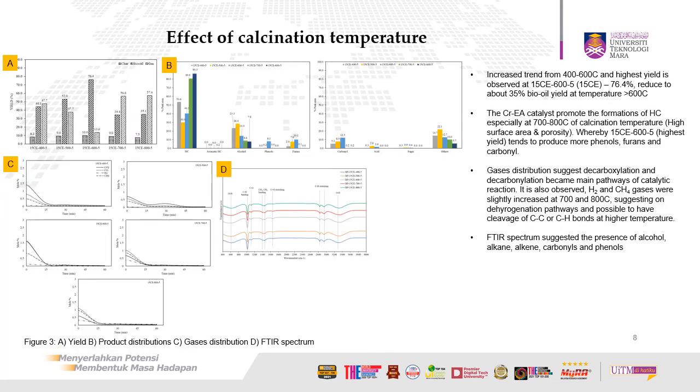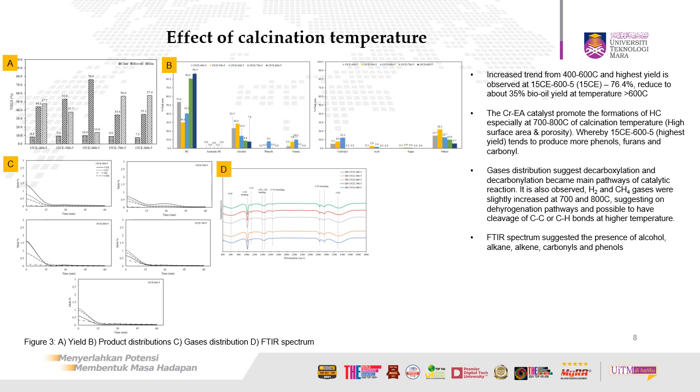So now let's look at the activity of the catalyst at various calcination temperatures. From figure 3a, we can see that the yield of bio-oil is at its maximum when the pyrolysis process is conducted in the presence of 15CE at 600 degrees C and 5 hours. We can see an increasing trend when we increase the calcination temperature. However, after 600 degrees C, the yield is sustained at about 35%.